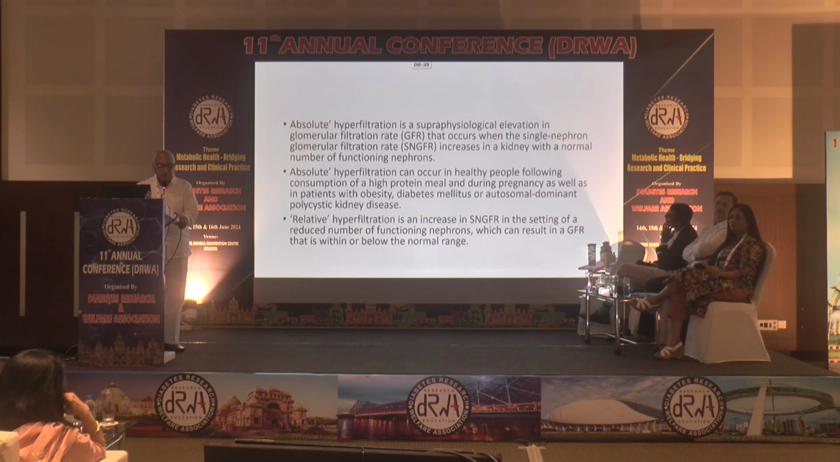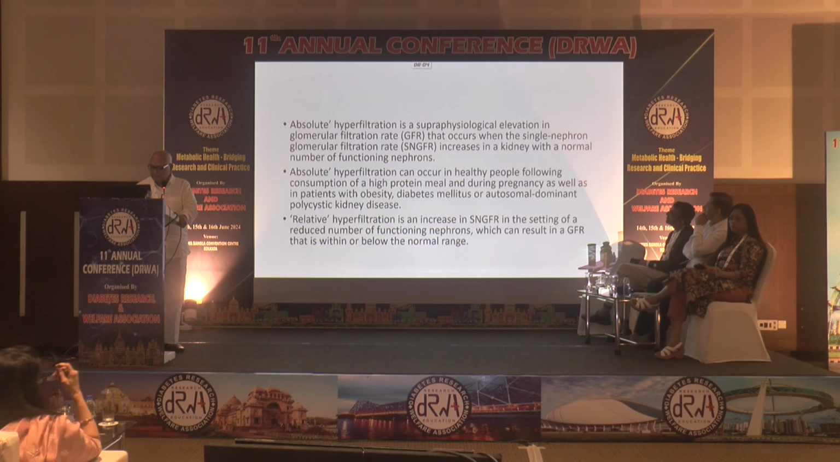Like Brenner, we had another celebrity in renal medicine, Bricker's intact nephron hypothesis. He says you ablate the nephron, the remaining nephron will take the job of 100%. You further ablate, they would take up 200%, and each nephron would try to compensate as long as he is surviving. So relative hyperfiltration is an increase in SNGFR in the setting of a reduced number of functioning nephrons. If you are born with fewer nephrons, the remaining nephrons would have a taxation.